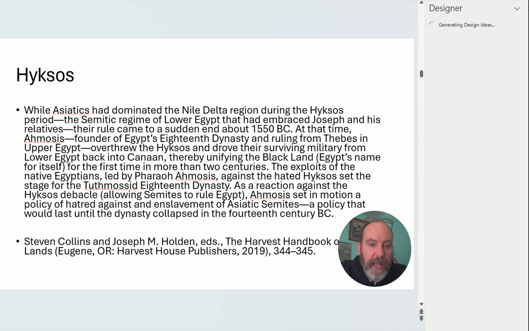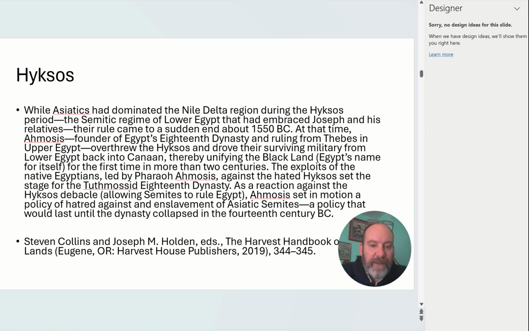So while Asiatics had dominated the Nile Delta region during the Hyksos period, the Semitic regime of Lower Egypt that had embraced Joseph and his relatives, their rule came to a sudden end about 1550 BC. At that time, Ahmose, founder of Egypt's 18th dynasty and ruling from Thebes in Upper Egypt, overthrew the Hyksos and drove their surviving military from Lower Egypt back into Canaan, thereby unifying the Black Lands, Egypt's name for itself, for the first time in more than 2 centuries. So the Hyksos were there for quite some time.